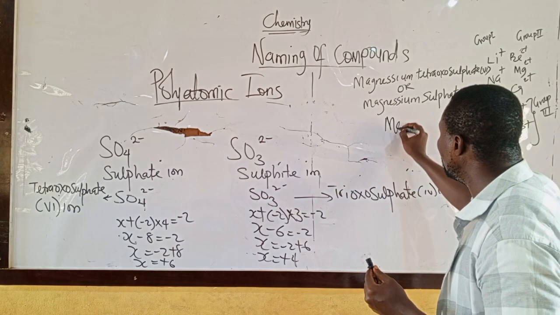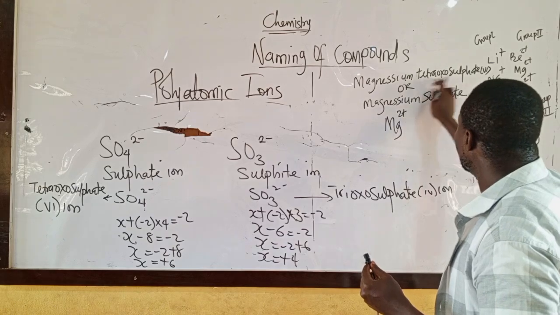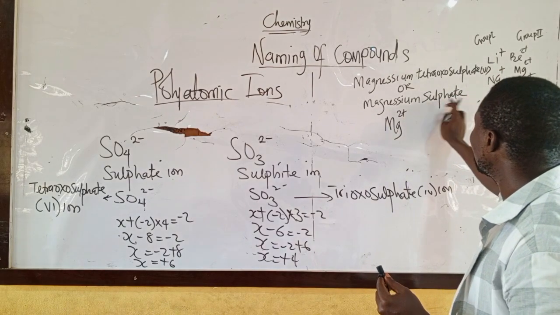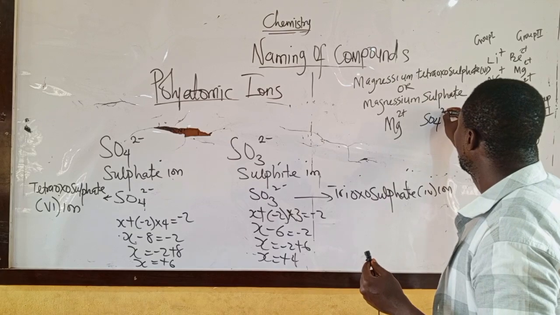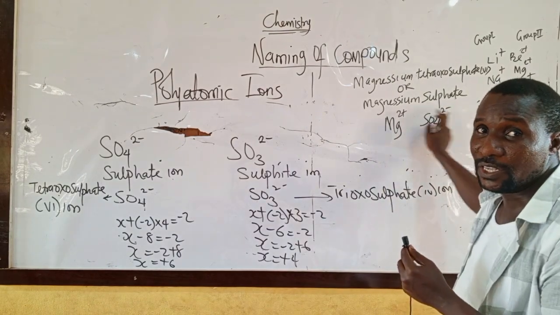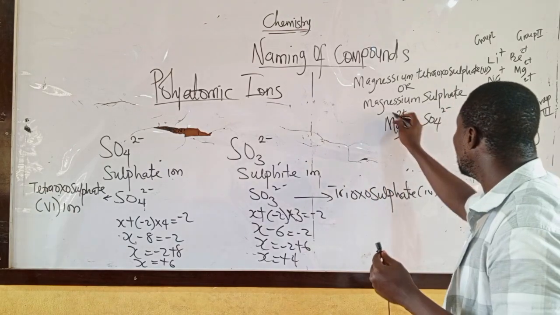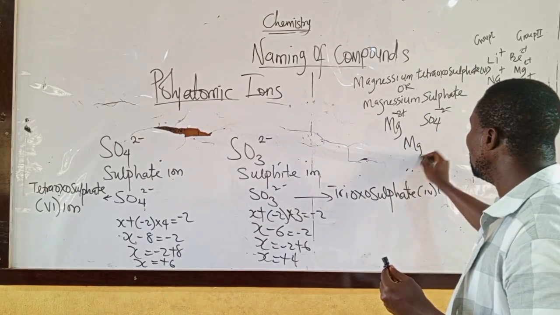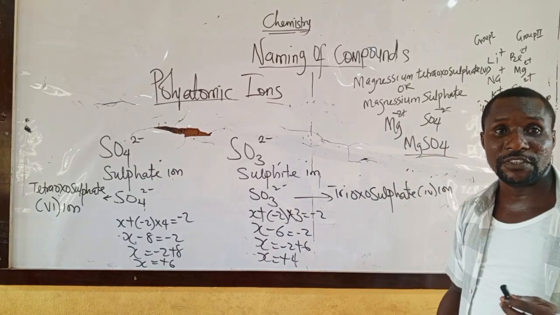Magnesium, Mg. The oxidation number is in group 2, plus 2. Tetraoxosulfate 6 is the same thing as sulfate, which is SO4 2 minus. Plus 2, minus 2: the same figure, different sign. They will cancel. What will I have? MgSO4. This is the chemical formula for magnesium tetraoxosulfate 6.